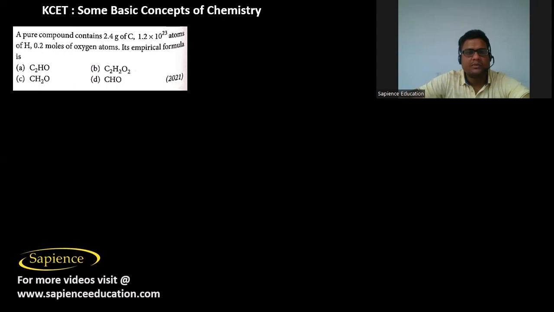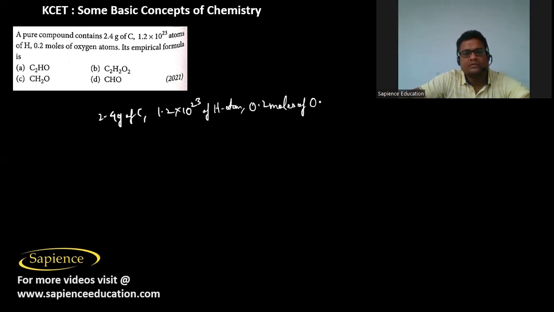Then here it is told a pure compound contains 2.4 gram of carbon, 1.2 into 10 power 23 atoms of hydrogen, and 0.2 moles of oxygen atoms. Then its empirical formula is okay.